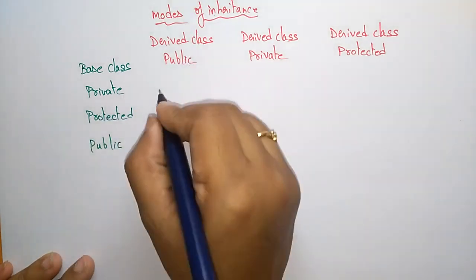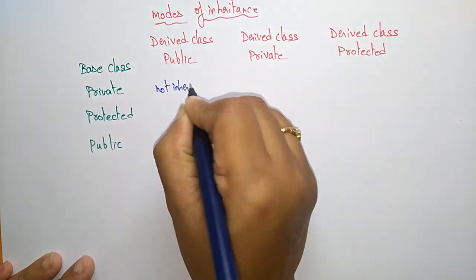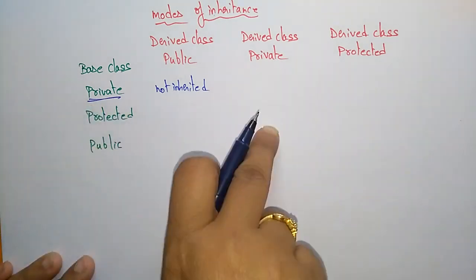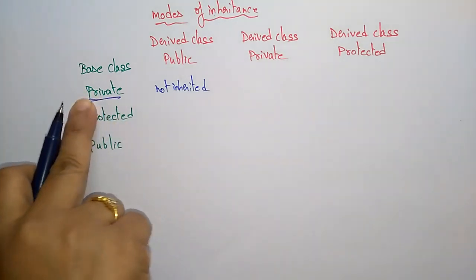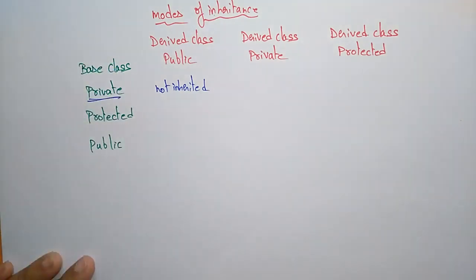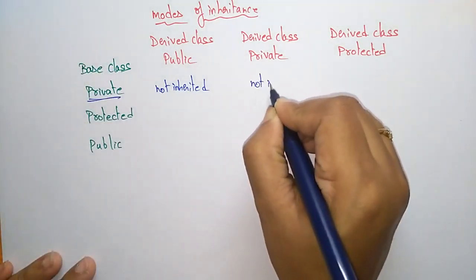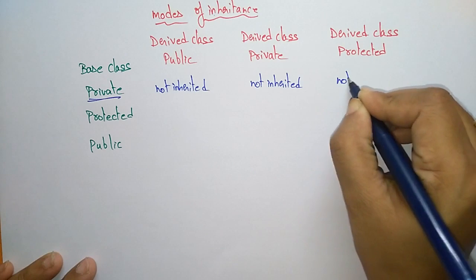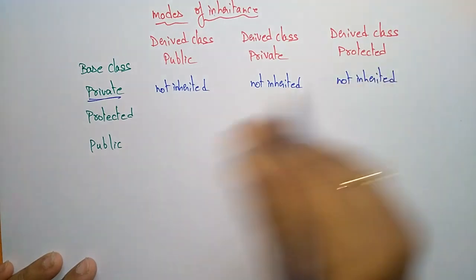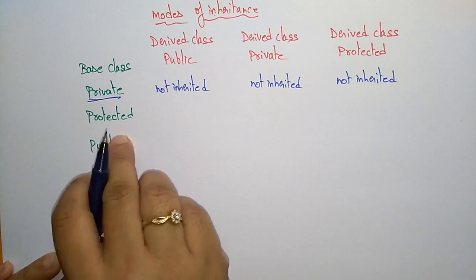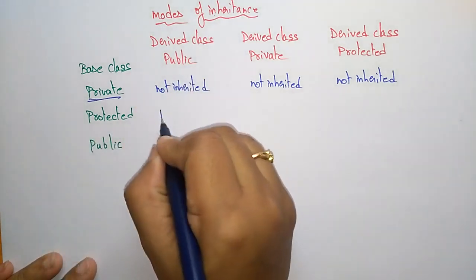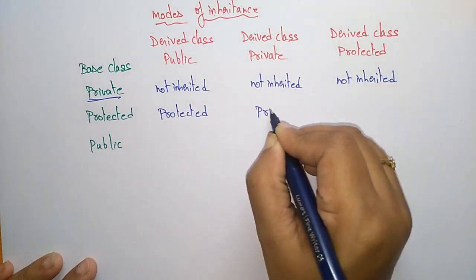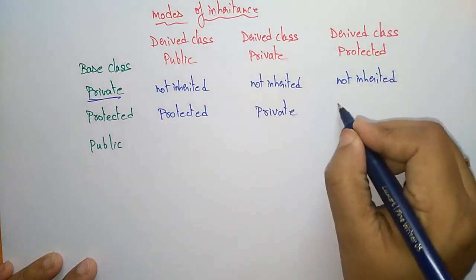Okay, so now if the base class member is private and the derived class is public, it is not inherited. Why is it not inherited? Because the base class member is private. Whenever the base class member is private, you can't inherit it, because it is already declared private, so it is accessed within the class only. So here also not inherited, even though it is private, not inherited. Okay. If the base class items are protected, in the public derived class it is protected, in the private derived class it is private, and in the protected derived class it is protected.